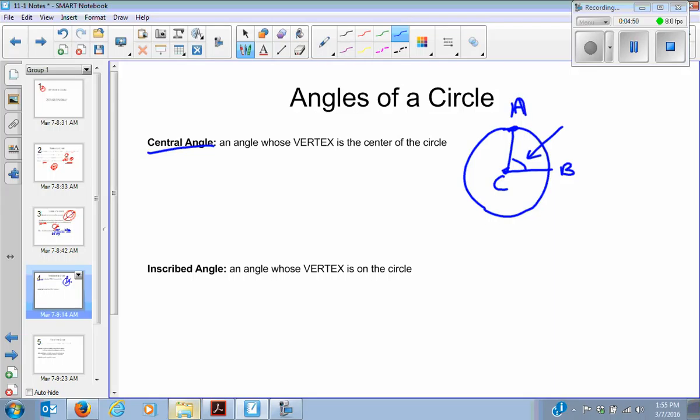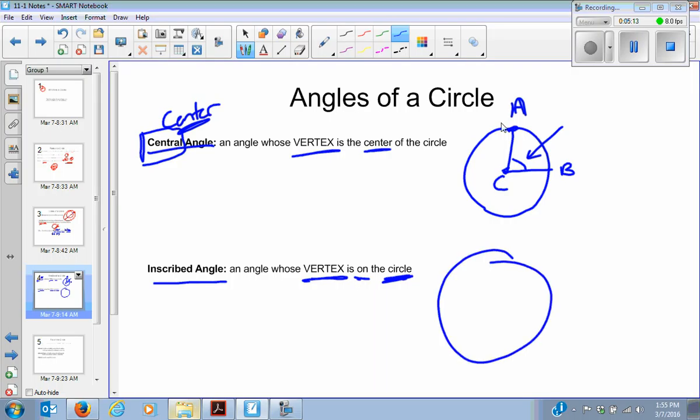Then we have an inscribed angle. Notice the difference is where the vertex is located. It's located in the center for a central angle. Central is kind of the same thing as center. Inscribed is going to be the vertex is on the circle. So for an inscribed angle, you're going to have the vertex happening over here. So this over here is an example of an inscribed angle.